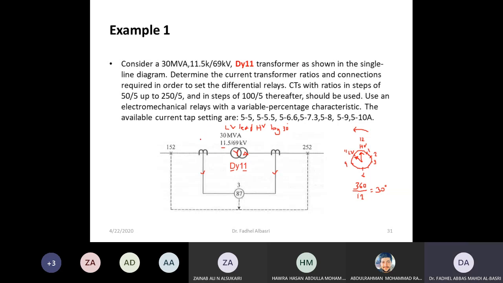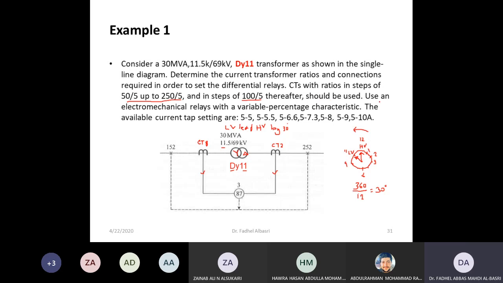So I want to determine this ratio. What is the CT1 ratio and what will be the CT2 ratio? Determine the current transformer ratios and connections, and how you will connect CT1 and CT2. Required, in order to set the differential relay: CTs with ratios in steps of 50 to 5 up to 250, and then increasing in steps. This just gives you the availability of the ratios in the market.